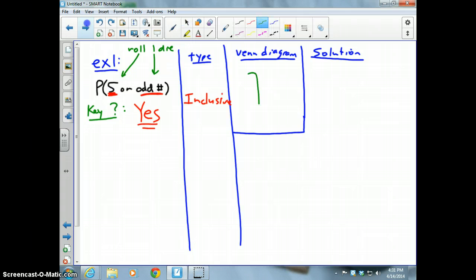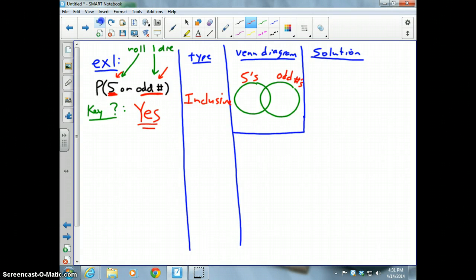Now, how does that work as far as the Venn diagram is concerned? Oops, let's go back here. The Venn diagram works like this. First of all, what are our two desired outcomes? Well, one is the 5s, so we're going to label the first oval as all the 5s you can get. And the second is all the odd numbers that you can get on a die.